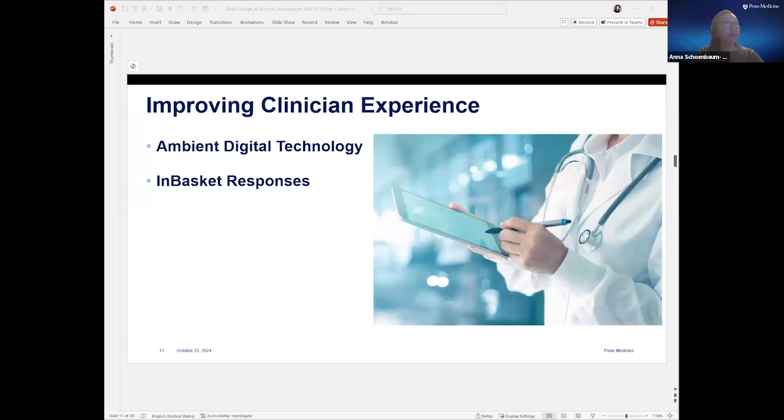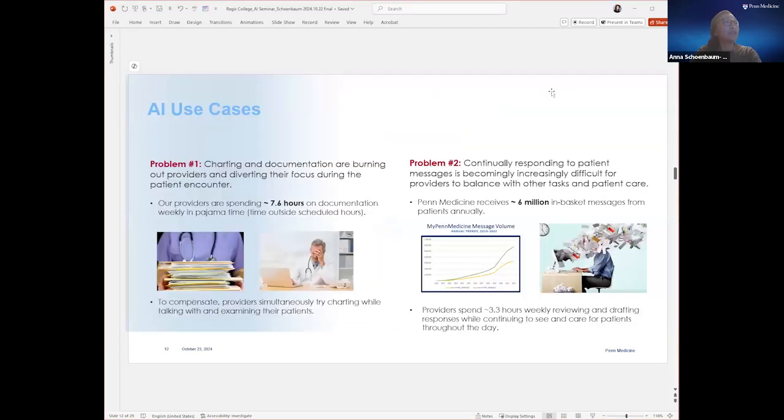But as Adam mentioned, I'm just gonna share with you the implementation we've done at Penn Medicine on ambient digital technology and in-basket response here. So we do have 2 use cases here. As Adam mentioned regarding clinician burnout or just the time inefficiency, we've added the EHR at a time where we didn't know any better. And we added like the kitchen sink into the documentation and the workflow. So now we're trying to peel back.